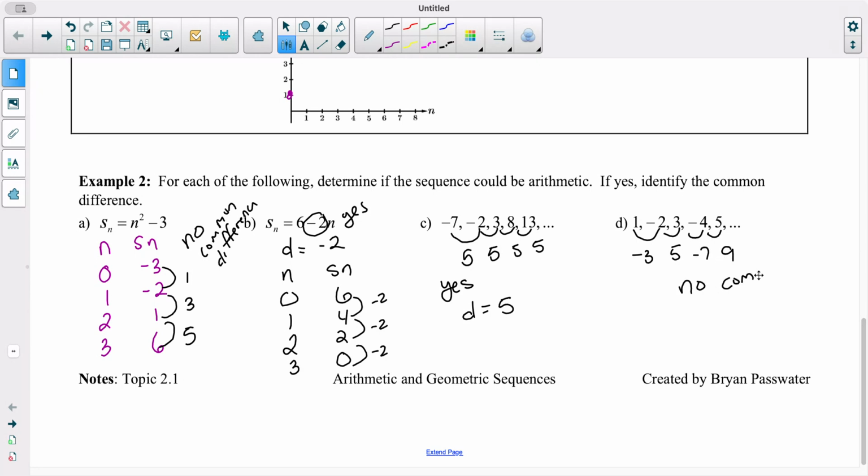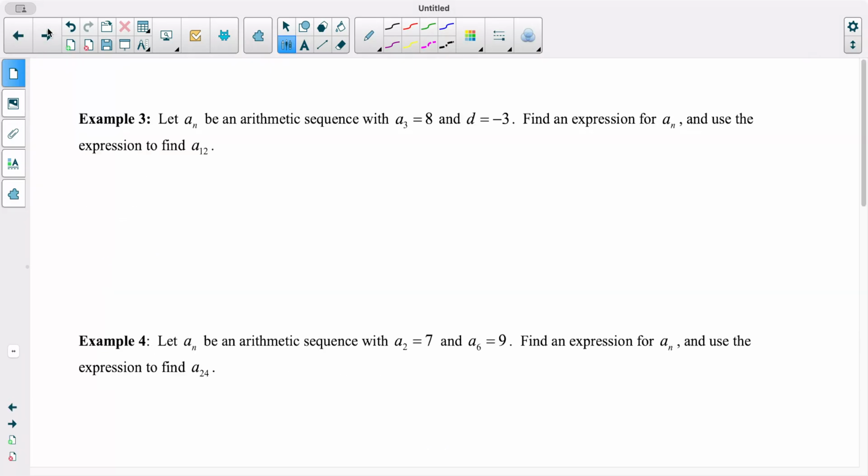No common difference. Okay, so that's a basic as far as if you're given a function, you're given a set of values, just the outputs. You could also be given a table of values with an X and a Y, or an input and an output, however they write it. And you're still going to do that same common difference that we talked about before if you're trying to prove that something is arithmetic, because they are linear.